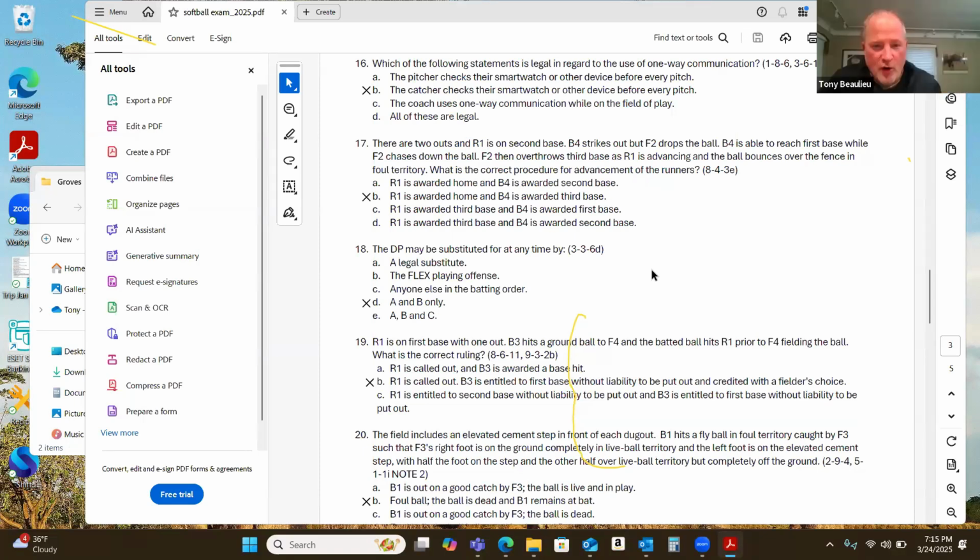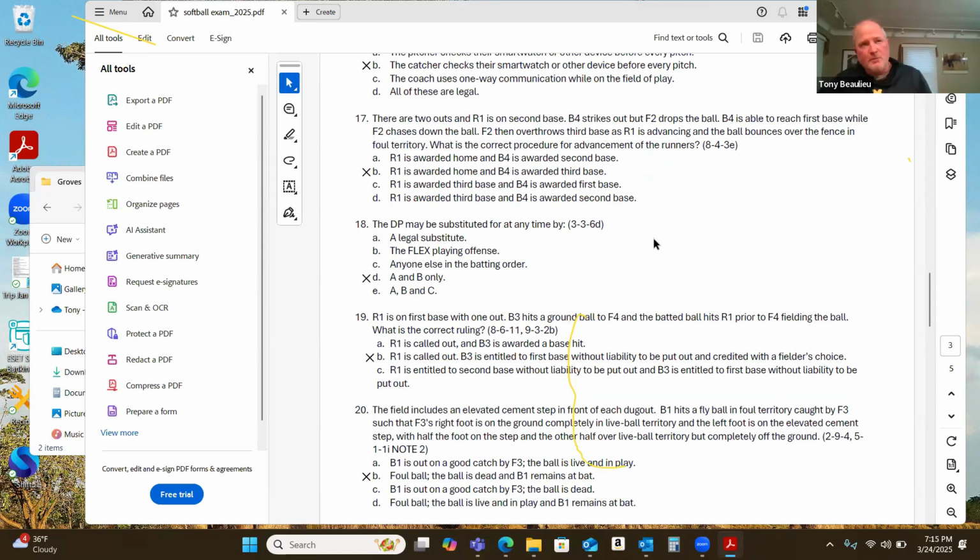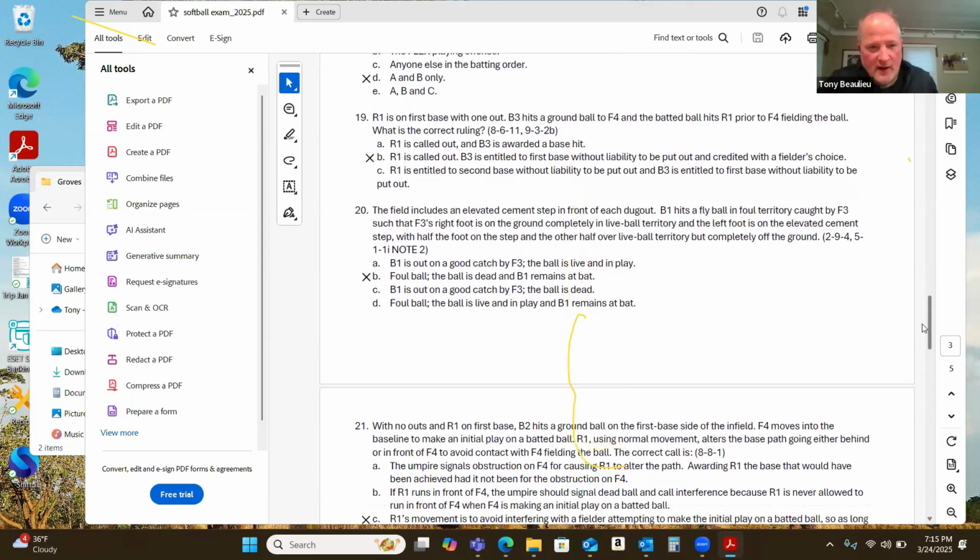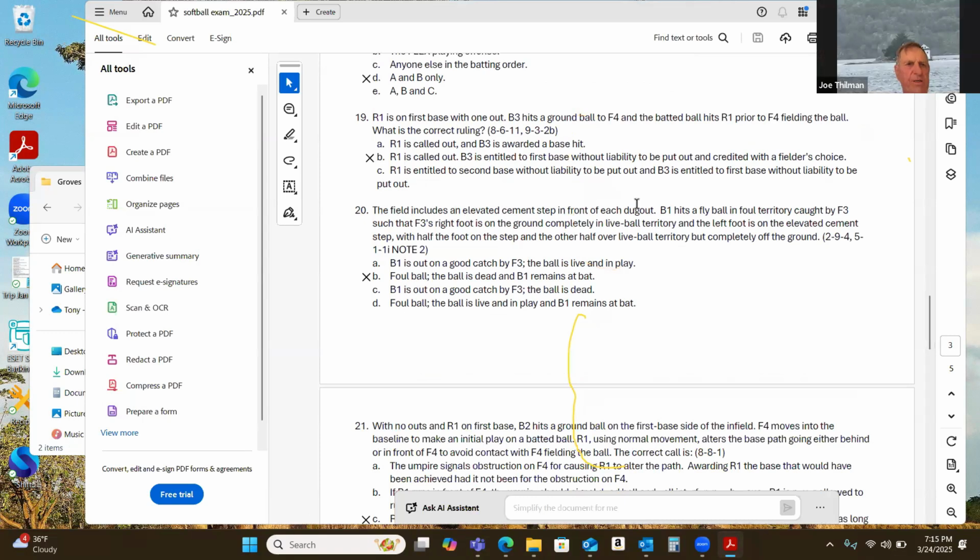The DP may be substituted for at any time by a legal substitute, because anybody can be substituted by a legal substitute, unless it's a straight designated hitter, or the flex playing offense. Guys, I would encourage you to look up those DP/flex rules. There are cheat sheets and cards. We'd be happy to go over it, but it's kind of a hard description, so get yourself comfortable with the rules on that. Coaches usually know what they're doing with it, but don't get caught off guard in case somebody tries to pull some shenanigans. Okay. What's the answer to 18?